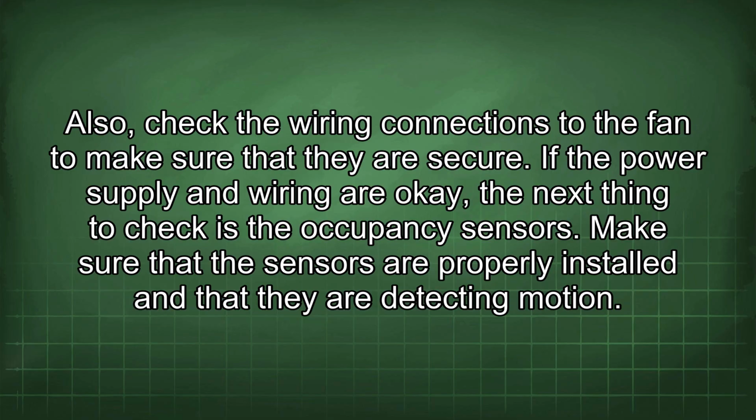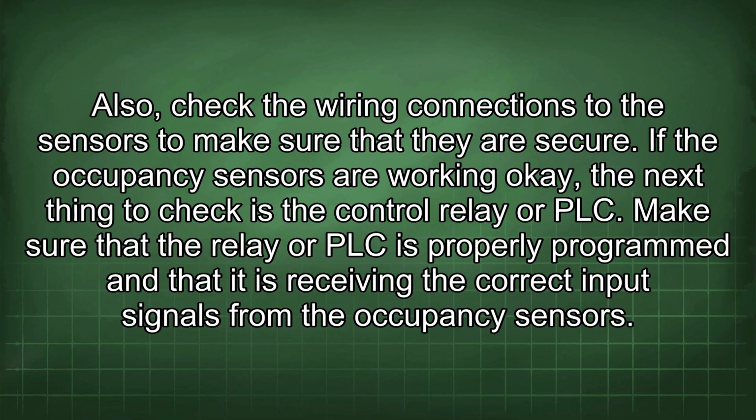If the power supply and wiring are okay, the next thing to check is the occupancy sensors. Make sure that the sensors are properly installed and that they are detecting motion. Also check the wiring connections to the sensors to make sure that they are secure.